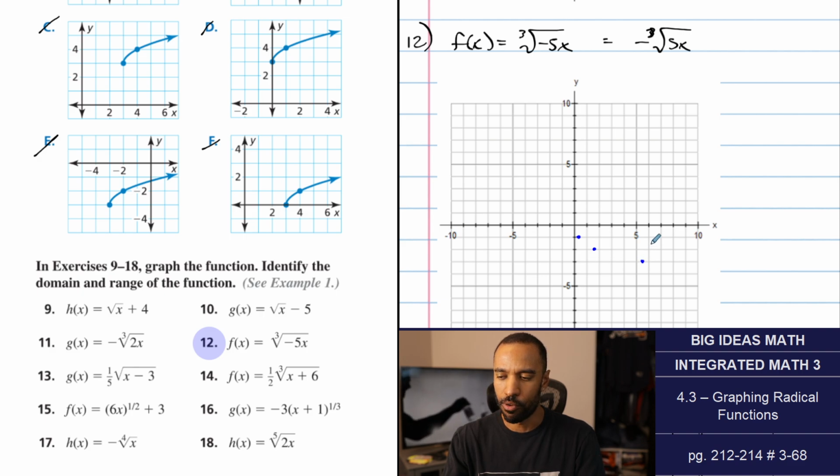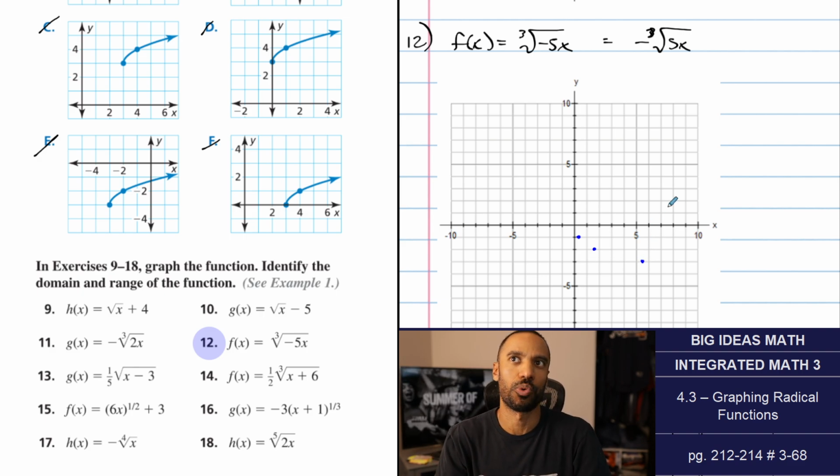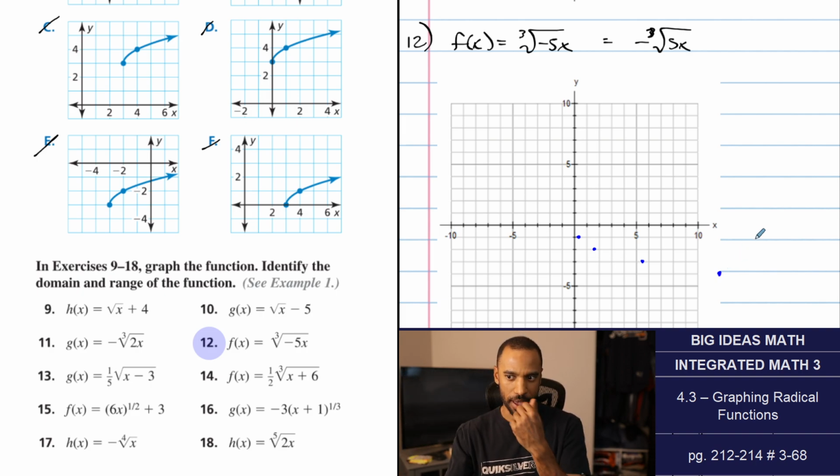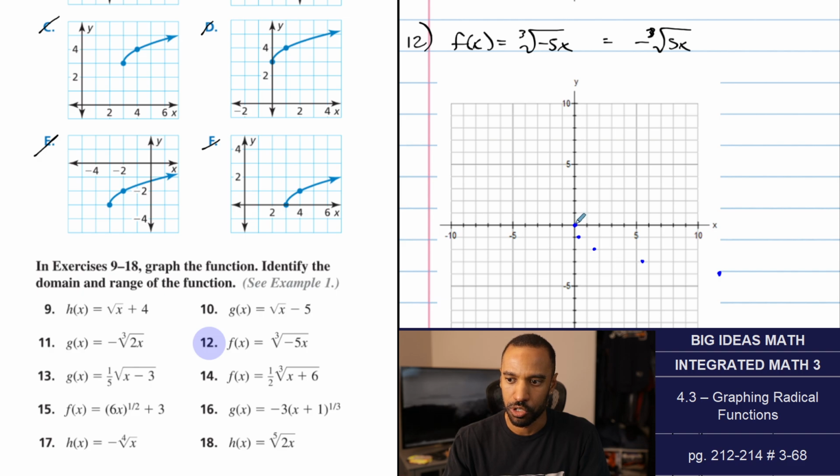4 cubed is 64. What's 64 divided by 5? That's 12 4/5. So 10, 11, 12 4/5. We can go down 4, right? You go over perfect cubes to go down that cube root amount. So that kind of fits. Oh, here's 0, 0, by the way.